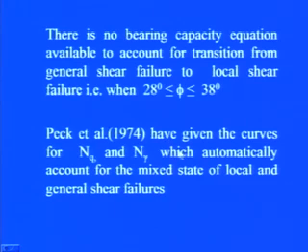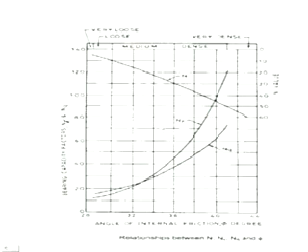So, in order to take into account this transition, Pacheco in 1974 has given the curves for N_q and N_gamma, which automatically account for the mixed state of local and general shear failure. They have given a chart like this in which these factors N_gamma and N_q are dependent on the angle of internal friction. These are the bearing capacity factors.